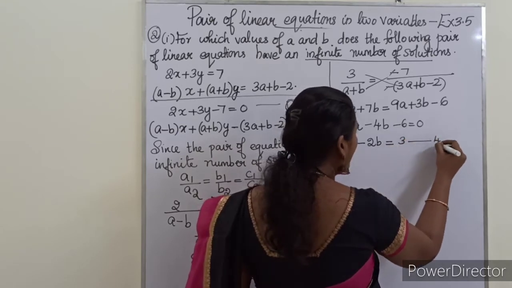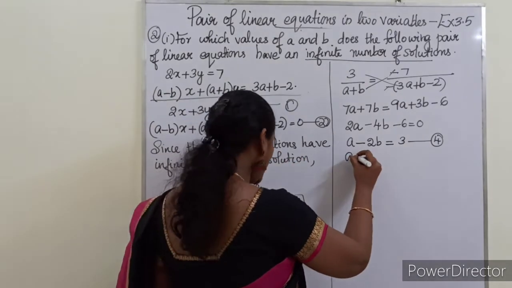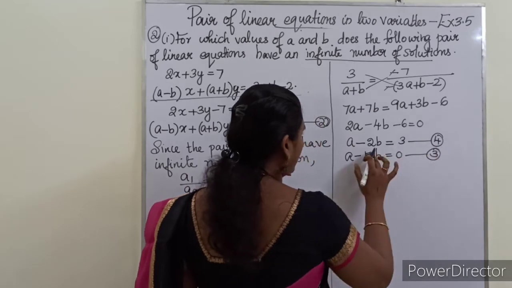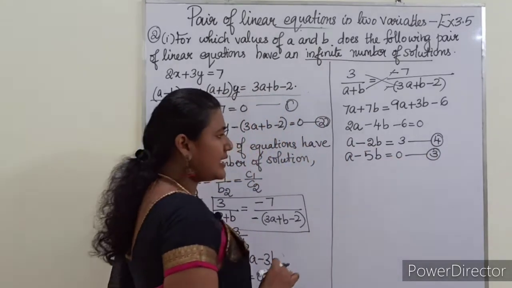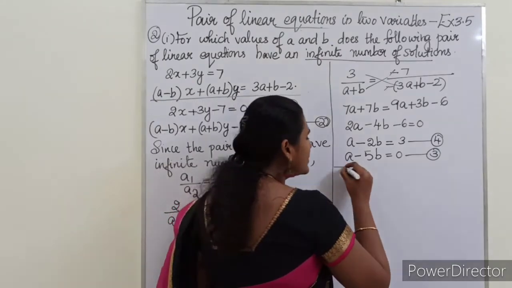So this is our fourth equation. So now we have the third and the fourth equation. A minus 5b is equal to 0 is our third equation. Now, if you see here, we have two equations in a and b. So now we are going to solve these two.